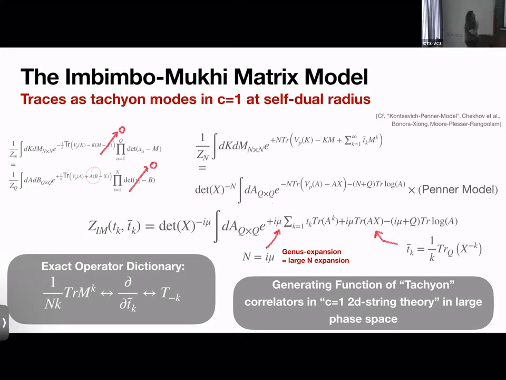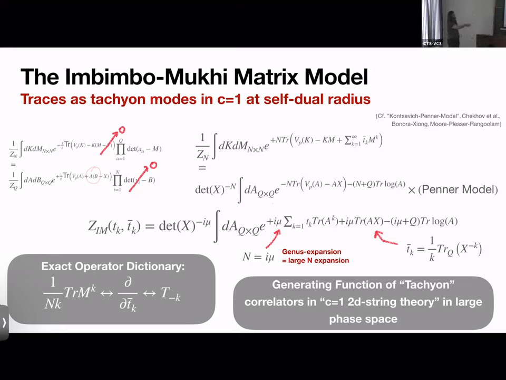Okay, good. Because I have the equality of these two things, I can take this derivative with respect to t bar k on either side. We already said that on the bottom side, the point of this matrix integral is that the derivative inserts some negative momentum tachyon. Now let's look at what happens if I take a derivative with respect to t bar k up here. All that's going to do is bring down some factor of trace M to the k, okay?